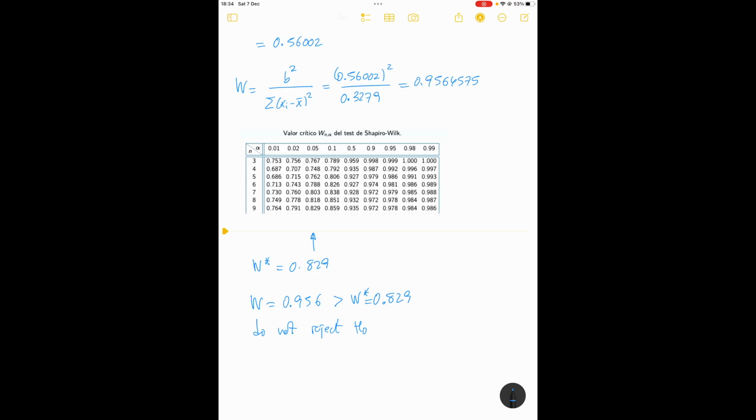So this means there is not enough evidence to reject the fact that the sample comes from a normal distribution. There is not enough evidence to do that. You would have to check more, but you cannot say that it's not coming from a normal distribution.